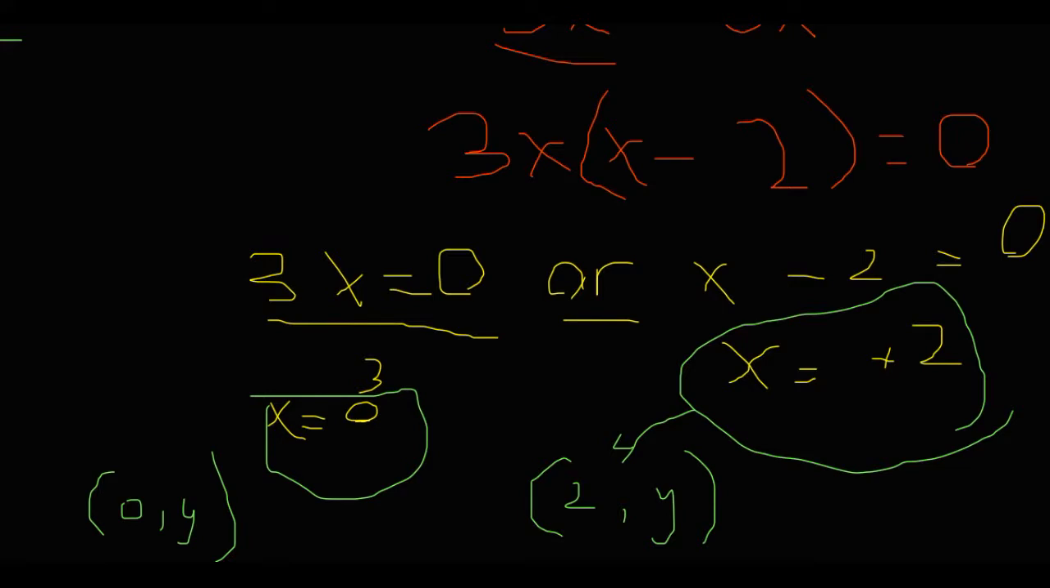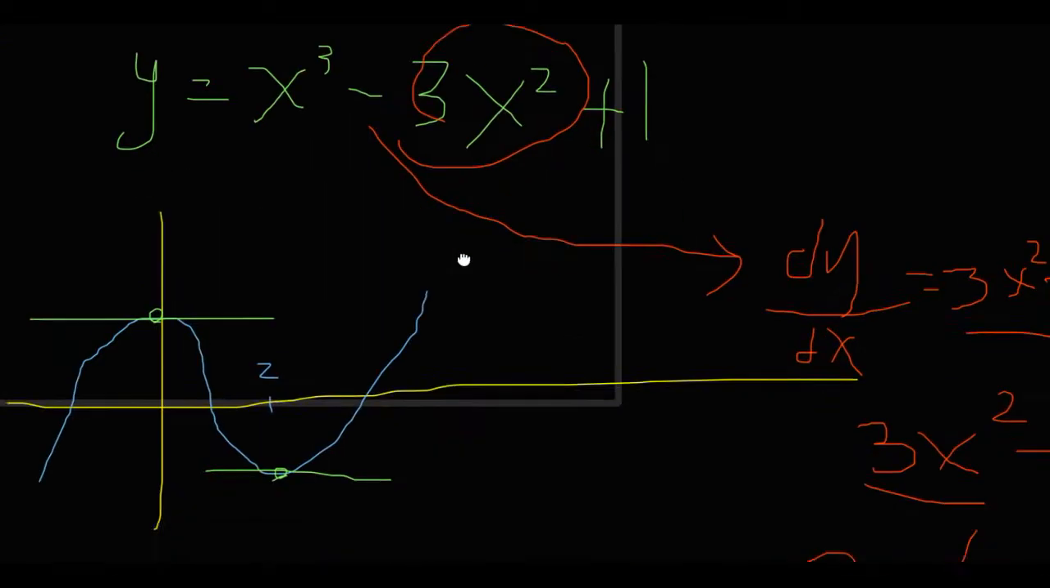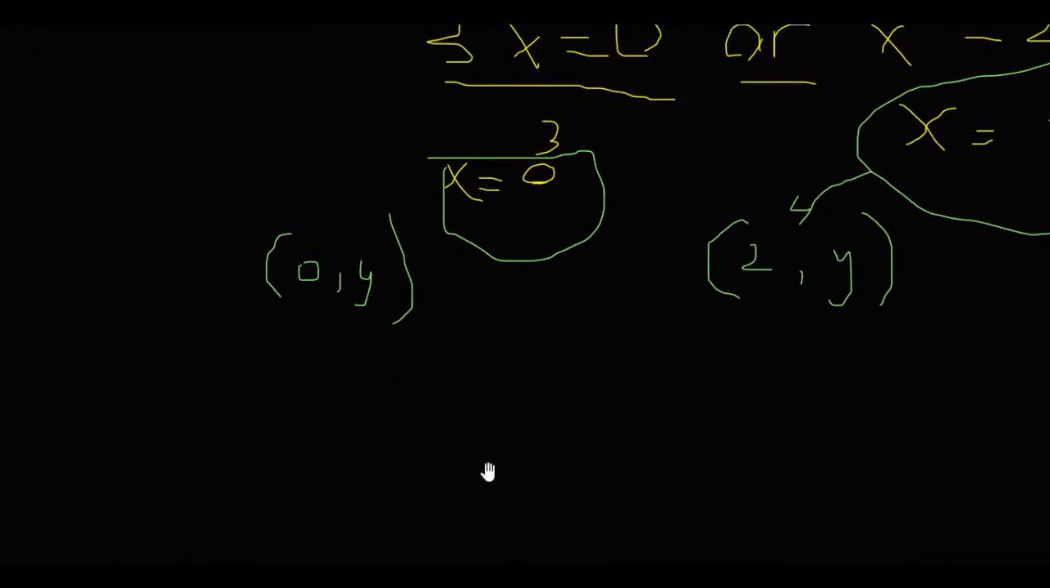For that we have to look at the first equation, the equation of the graph, to see what is the value of y when the x value is 0. And the first equation is x cube minus 3x square plus 1. This is the equation, y is equal to x cube minus 3x square plus 1.